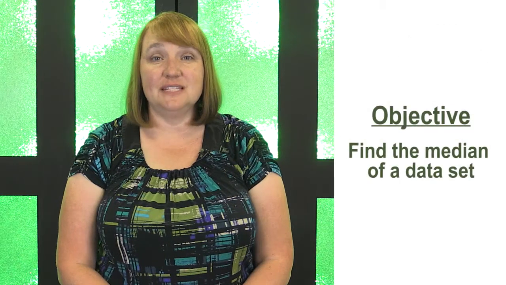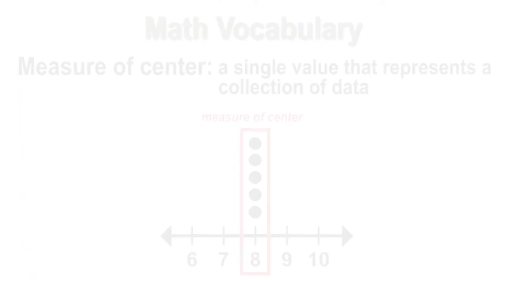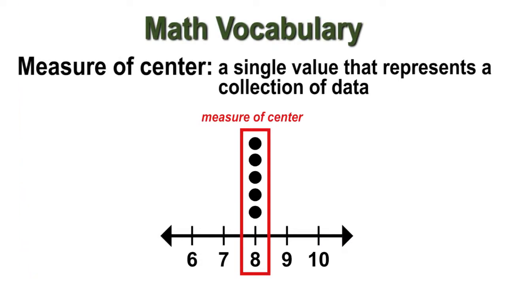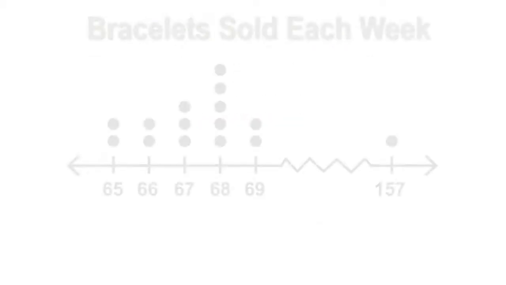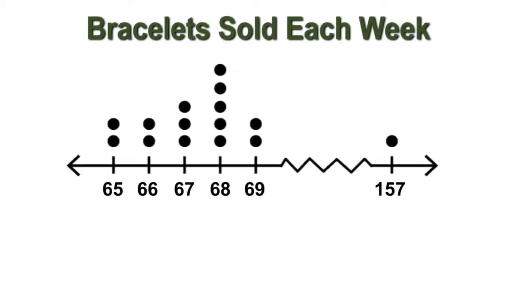The objective of this lesson is to find the median of a dataset. Mean and median are both measures of center. A measure of center is a single value that represents a collection of data. Let's take a look at the following dot plot showing bracelets sold each week.